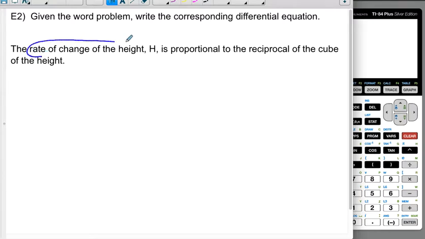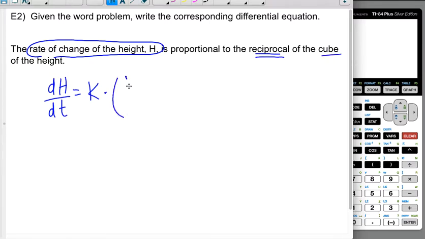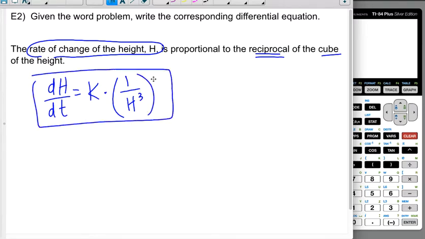So rate of change of height is going to be dh dt, because it's how h is changing with respect to time. And it is proportional, meaning k, times the reciprocal of the cube of the height. Well, that would be 1 over h cubed, right? And you could either write it this way, or you could write it as k over h cubed, right?